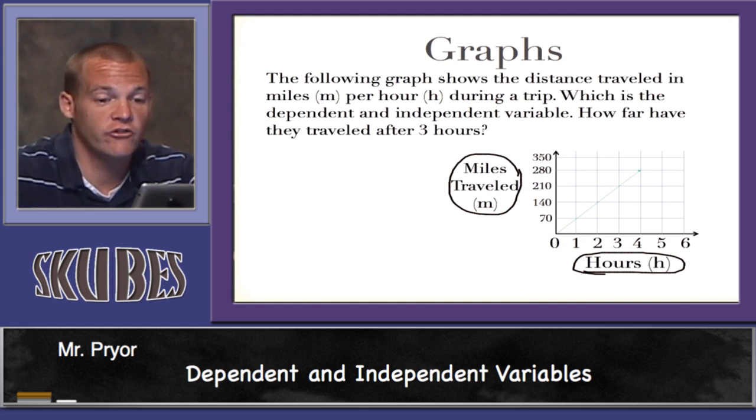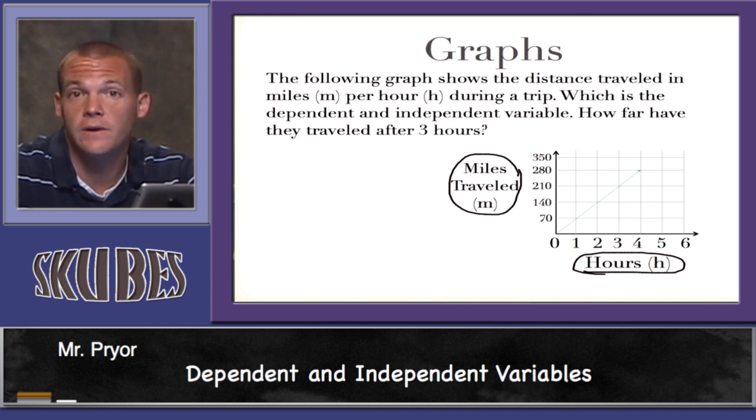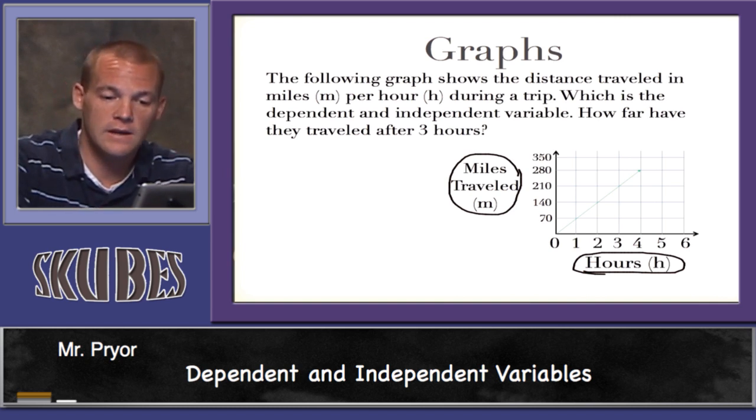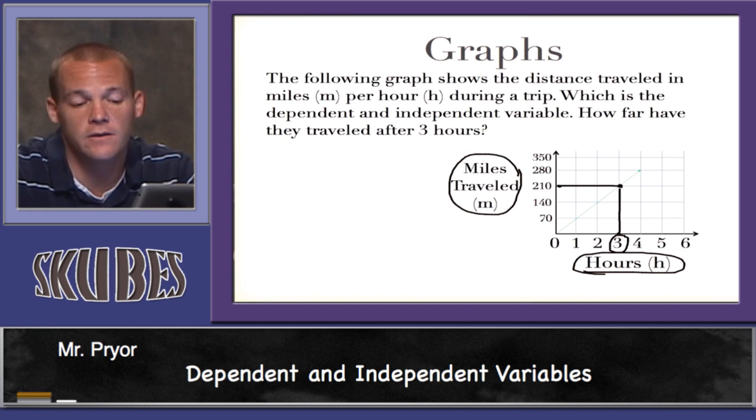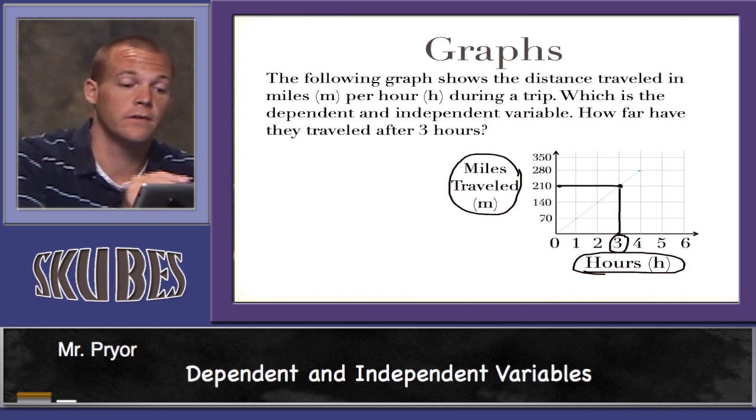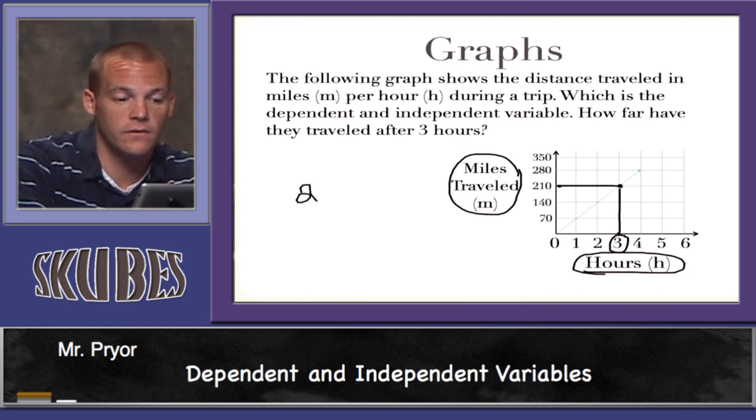So the second question here is how far have they traveled after 3 hours? So again, find 3 at the bottom of your graph, follow that line on the grid straight up, and where it meets your line, go directly to the left to the y-axis and see the corresponding value. In this case, it's 210 miles. So after 3 hours, we'll have traveled 210 miles.